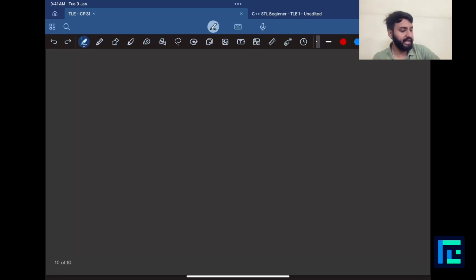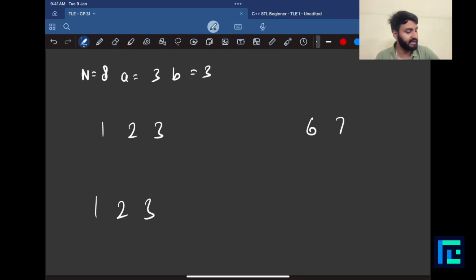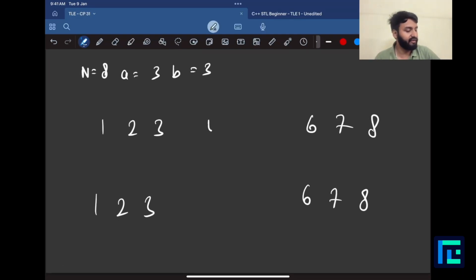Let's say you took n equals 8, a equals 3 and b equals 3. What you did was you created 1, 2, 3 over here and 1, 2, 3 over here, and then in the back you created 6, 7, 8 and 6, 7, 8. Now in the middle you said, okay, create 4, 5 and then create 5, 4. That's just the reverse.